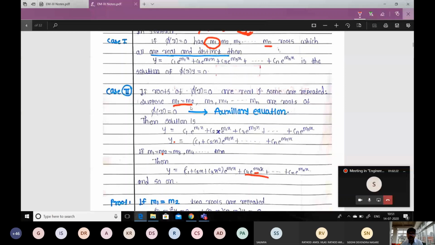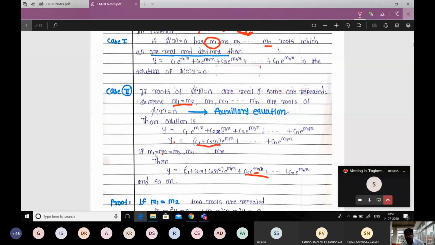So for that case, what will be the change? The change is a little bit here. Y is equal to c1 plus c2 times x. I am just multiplying the second arbitrary constant by x, and then taking outside of the bracket e to the power of whichever root is repeated, that is e to the power m1 times x. And for the remaining roots, they are all real and distinct, so the solution follows from case number 1. So corresponding to these real and distinct roots, we are writing the solution c3 onward, c3 e to the power m3x, like case number 1. But corresponding to the repeated root, we have to write the solution c1 plus c2x e to the power m1x.